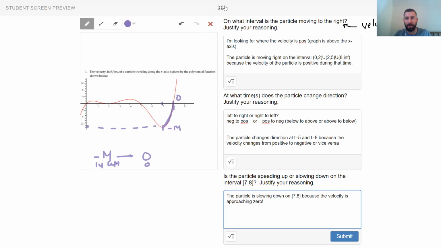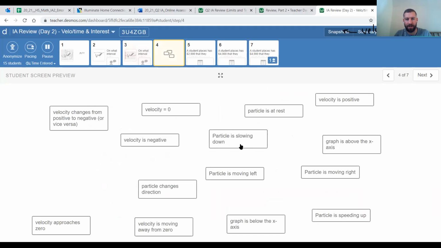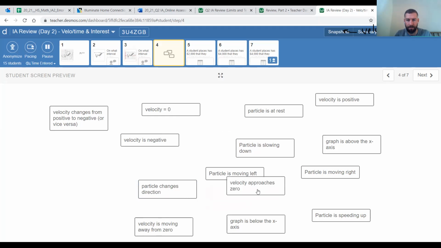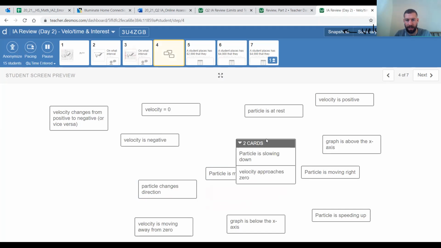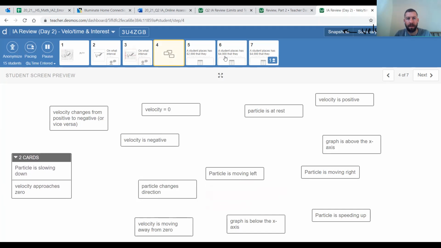And I'll just walk you through what else I'll be looking for. Question number 3 is kind of a redo of that problem. And then question number 4 is matching. So you'd have to say, okay, if the particle is slowing down, what do I know? Well, that doesn't tell me the velocity is negative because that just tells me it's moving left. If it's slowing down, it must be approaching 0, a velocity of 0. Velocity approaches 0. Okay, and I can match those two things together. And it's just a matching activity.